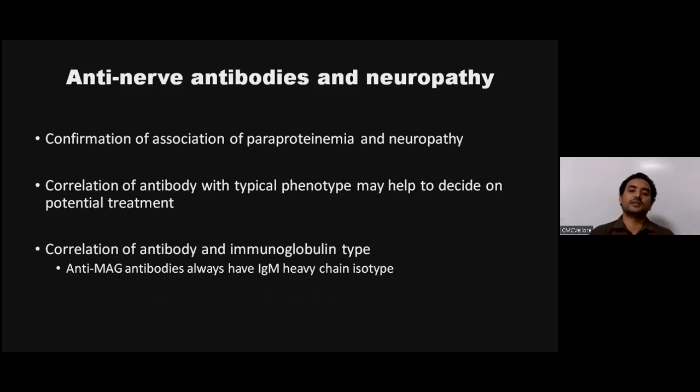So, anti-nerve antibodies and neuropathy. There are still studies going on regarding confirmation of the exact antibodies in paraproteinemia and neuropathy, and new antibodies are coming up. So why is it important? Because if we are able to correlate correctly with the clinical phenotype, that helps in deciding the potential treatment. Like we say, anti-MAG antibody is always found with IgM. Anti-MAG is one of the most extensively studied paraproteinemic neuropathies. So it always has an IgM heavy chain phenotype.